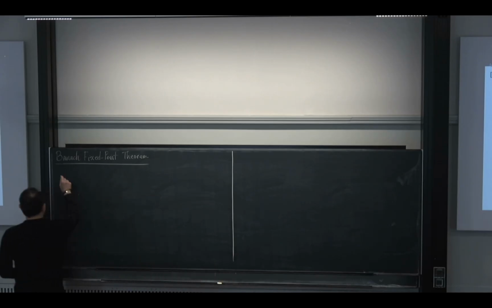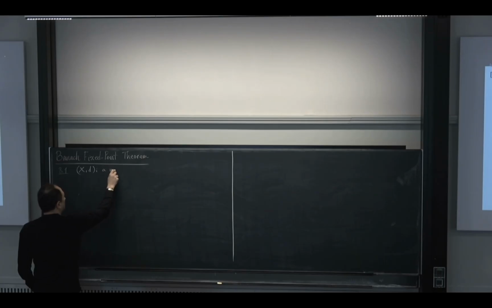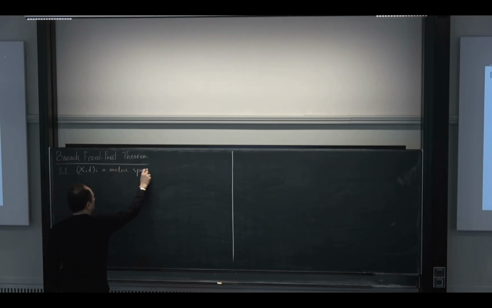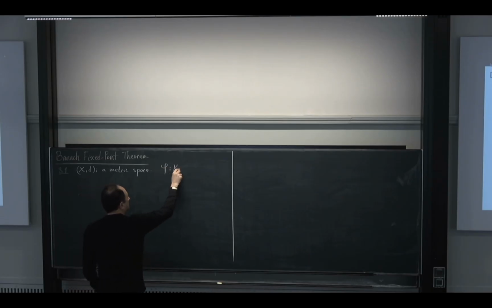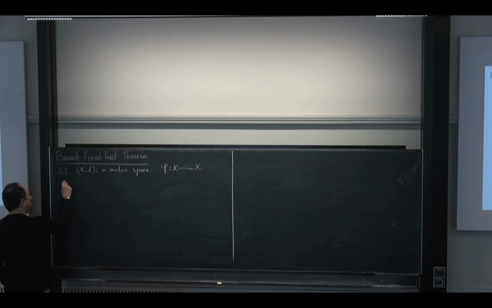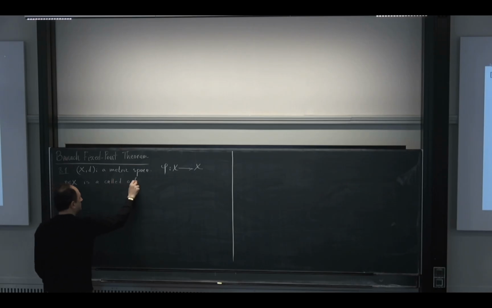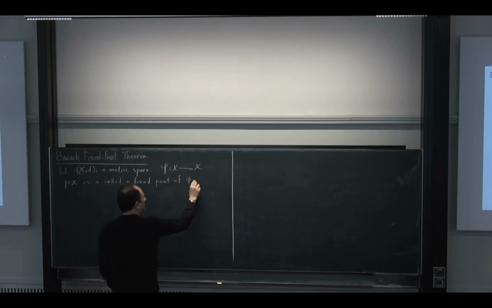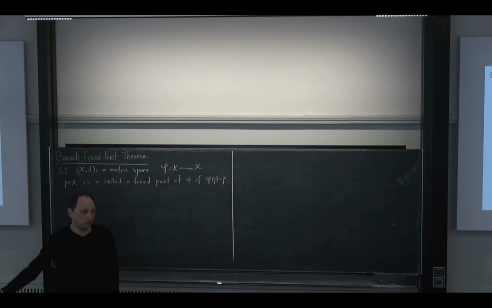So, definition 8.1: you have a metric space, and a function phi whose domain is X and whose codomain is also X. I'm not saying that the range is X, but the codomain is X. Then a point p in X is called a fixed point of phi if phi acting on p gives p. It doesn't change p.